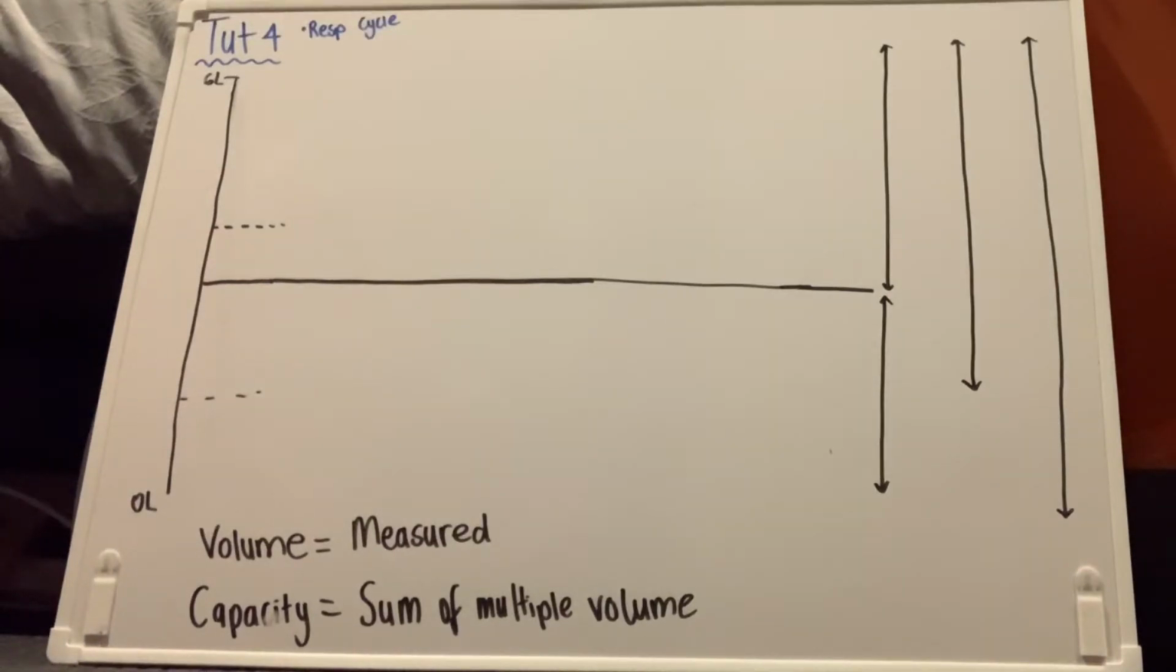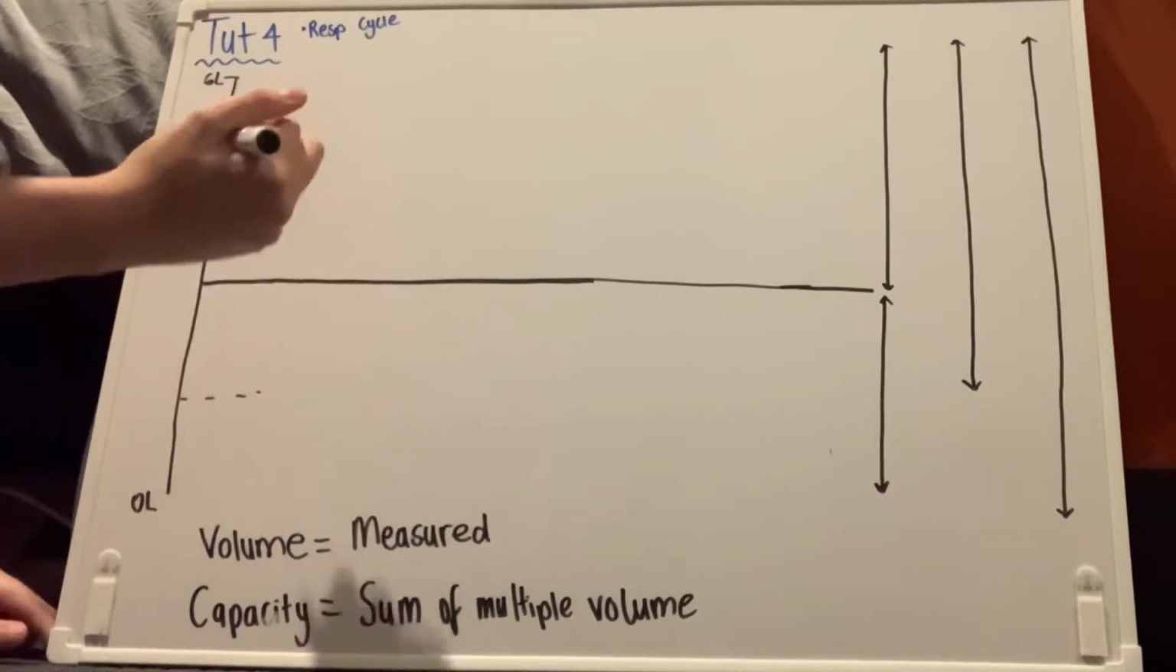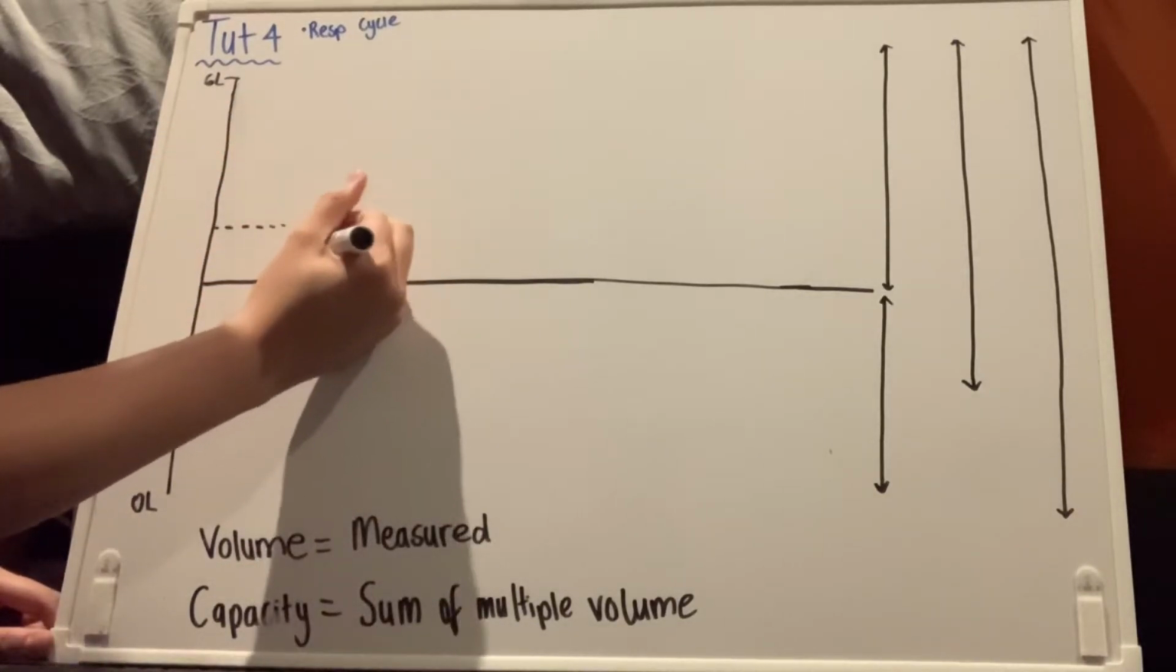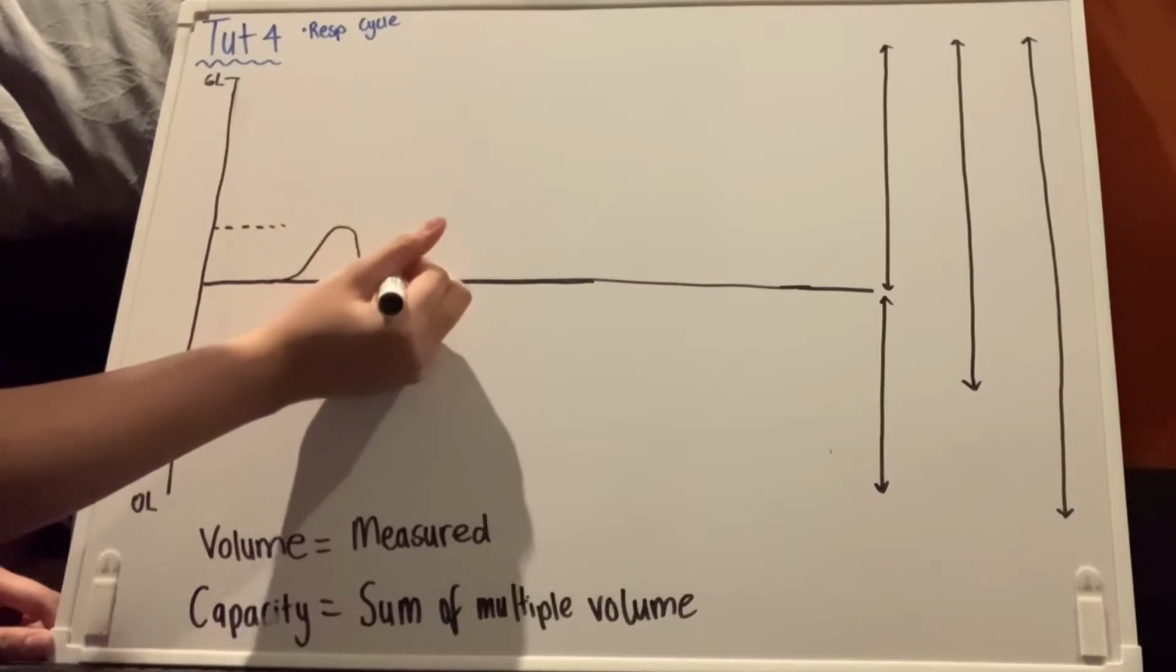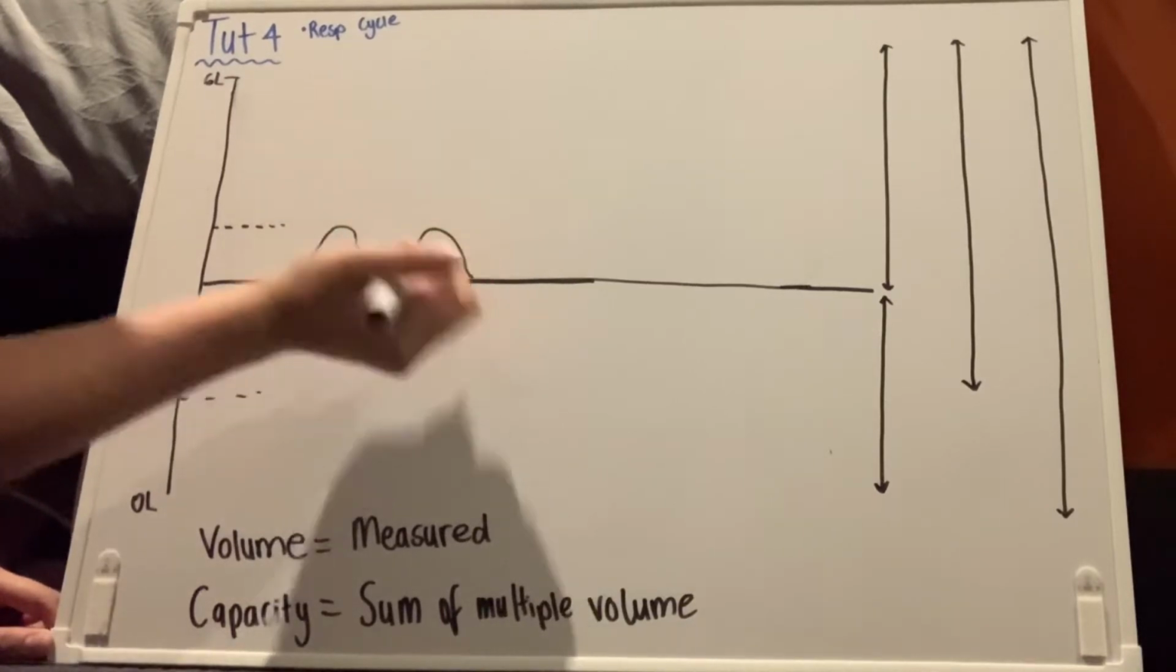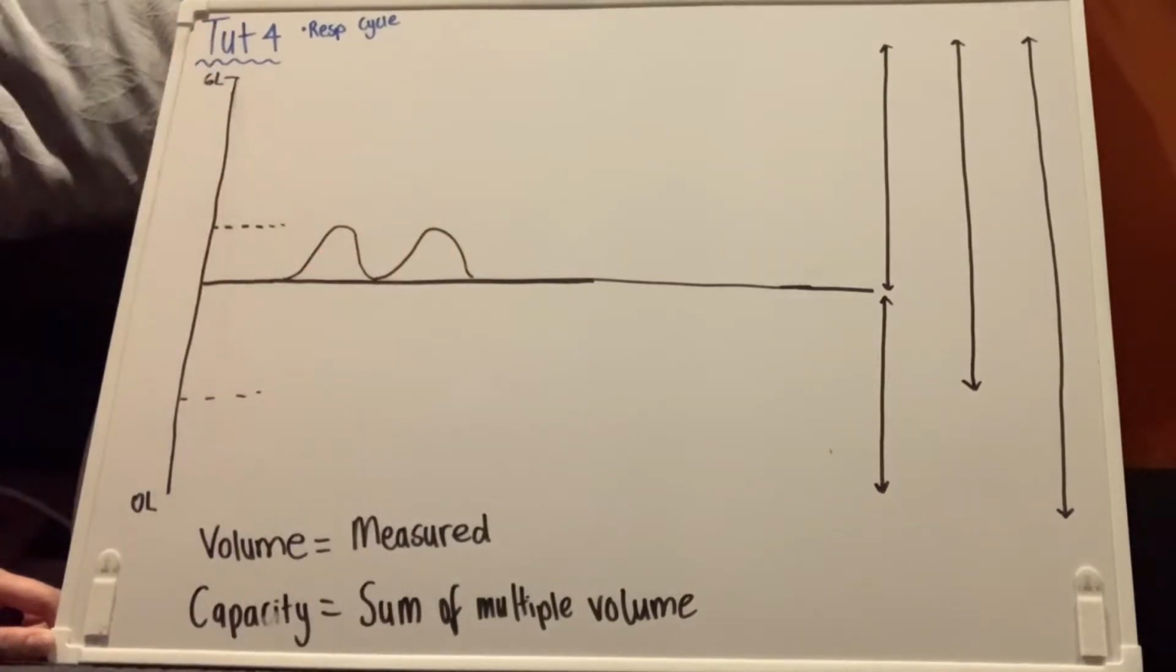Now, let's say we're just breathing normally. You're just sitting here, inhaling, exhaling. That's normal. It goes in and out, and the amount that you breathe in is the same that you breathe out. Now, if we were to represent that on a graph, it would look like this. Inhale, exhale, inhale, exhale. So just in and out normally.